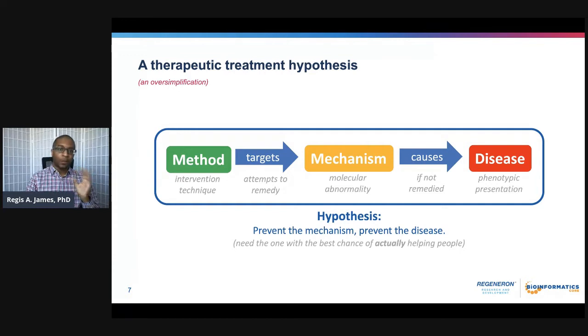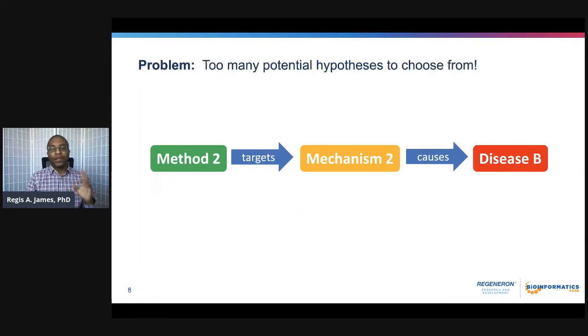And what pharmaceutical companies are really looking for are the ones that have the best chance of actually helping people. And that actually is pretty key. And so what do I mean by that? Well, so let's say, for example, that we've got one method that targets one mechanism. It blocks that mechanism, which would otherwise cause disease B. Well, there are others as well.